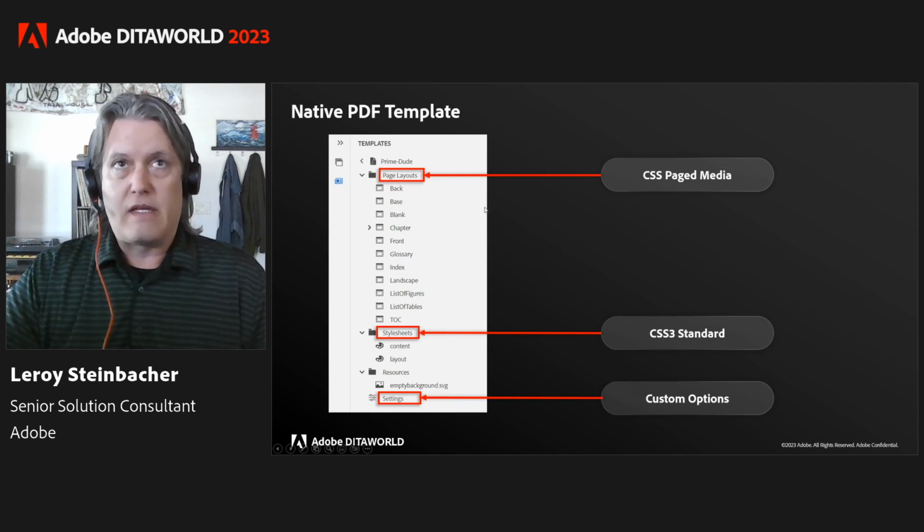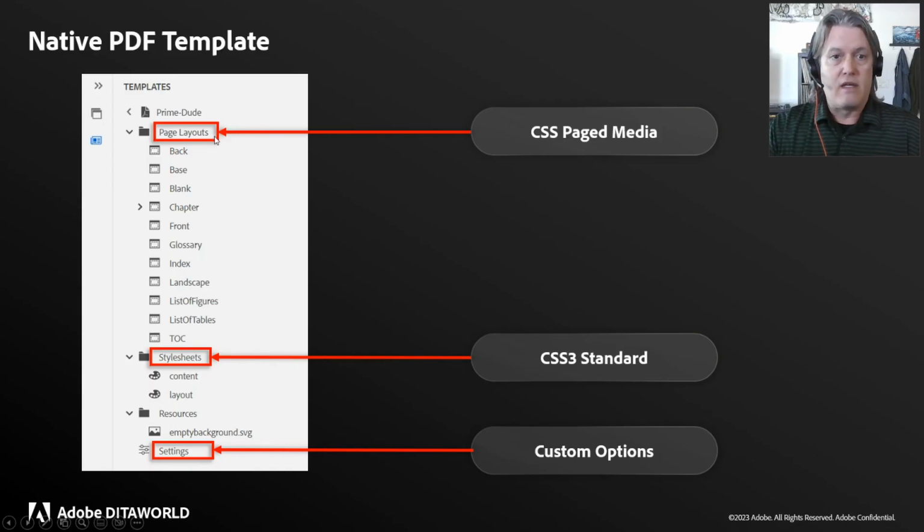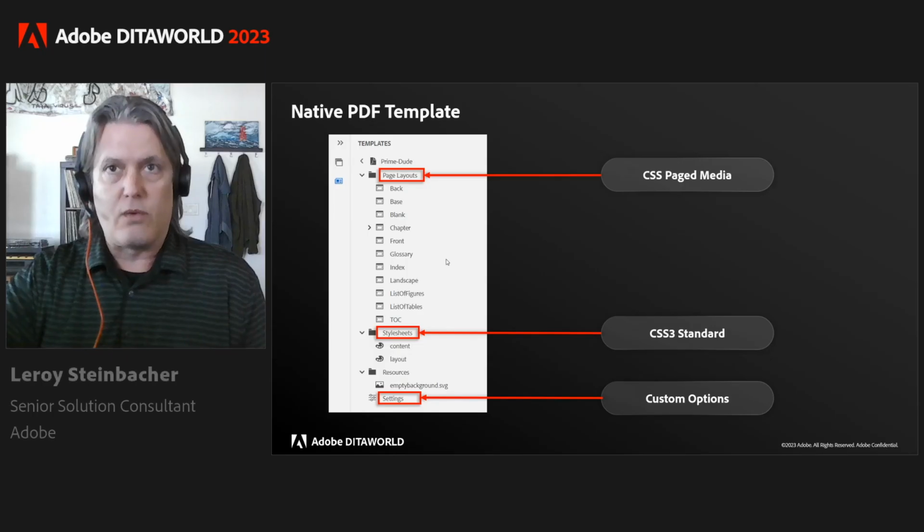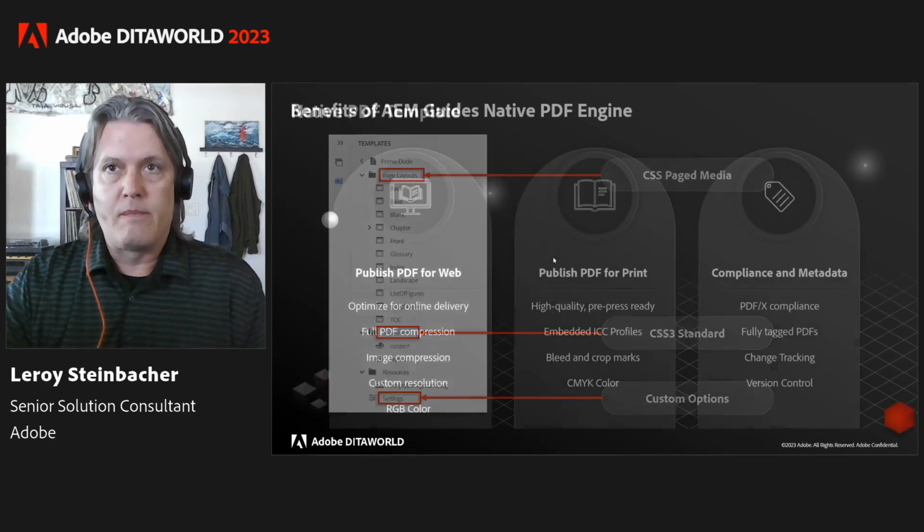So just looking at how those technologies are applied within that same PDF template screen we're looking at, the CSS Paged Media is used within the Page Layouts tab. And then the CSS3 standard is used within these two files that we have for style sheets, one for content and one for layout. And then there's some custom options that you can also set within these settings. So the nice thing is a lot of these pieces are already in place for some of these different built-in templates. You're not building anything from scratch. You're starting with something that already exists at a couple different levels for the different templates that are built in, and then you can build on those as needed as you want to customize those and make changes for your PDF.